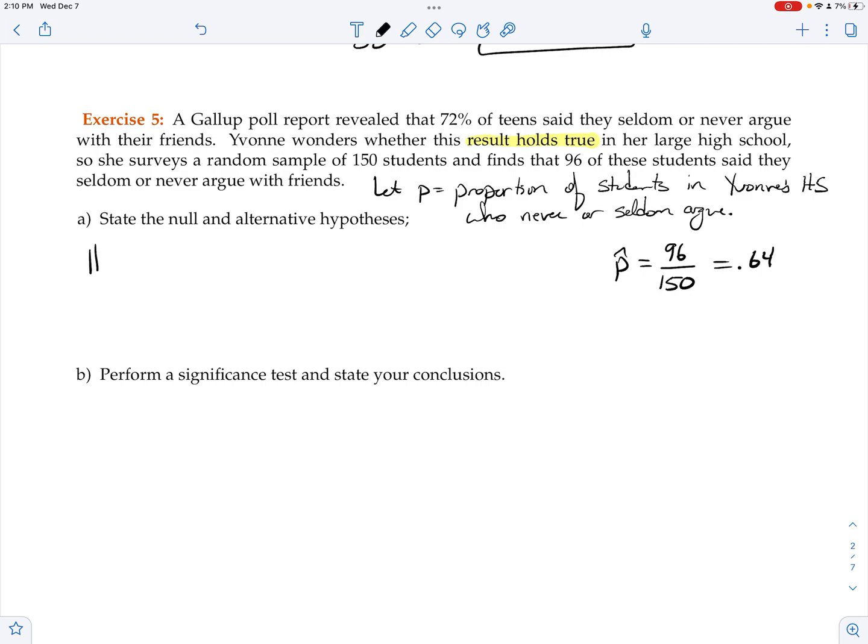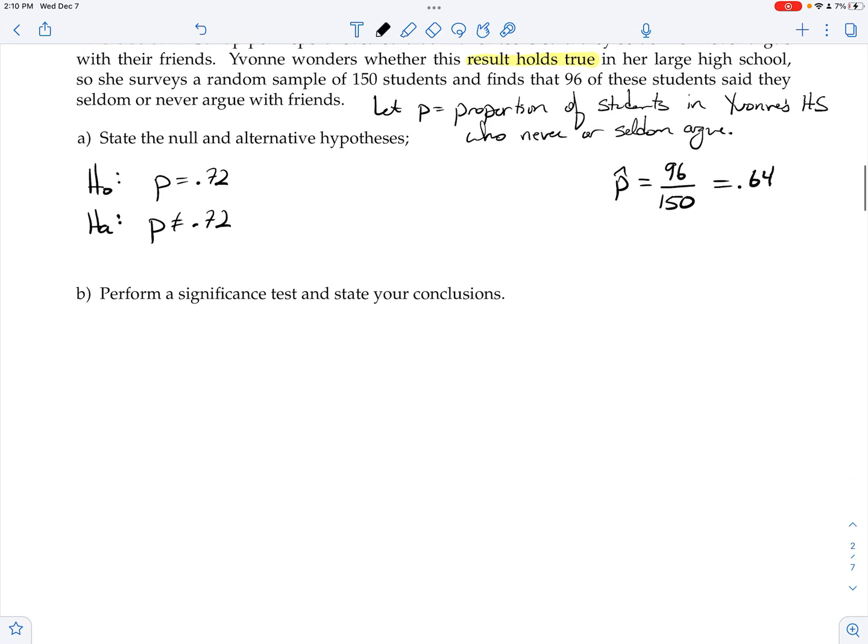So now we can come back and write down the null and the alternative hypothesis. These are claims about the population proportion that we're studying. We're studying the proportion of students in Yanni's high school. So if nothing is going on, her proportion is the same as the rest of the country. That means p is 0.72. Otherwise, it's different, so p is not equal to 0.72. So those are the two hypotheses. That's step one, state hypotheses.